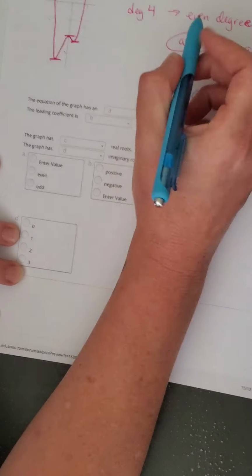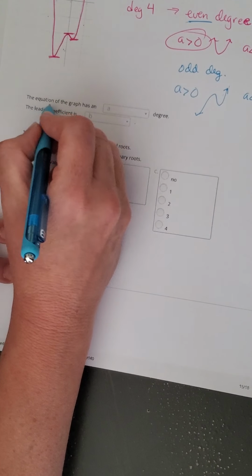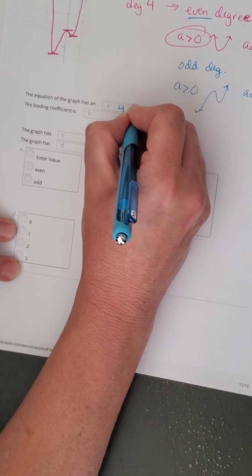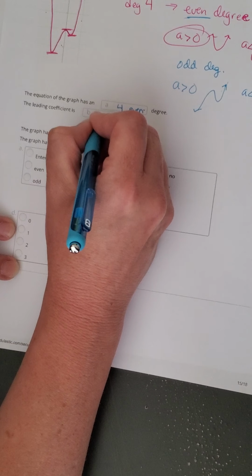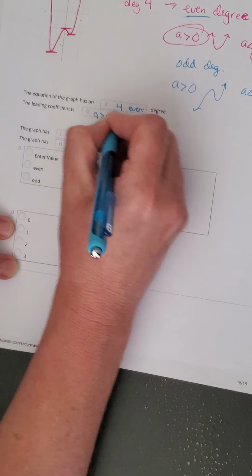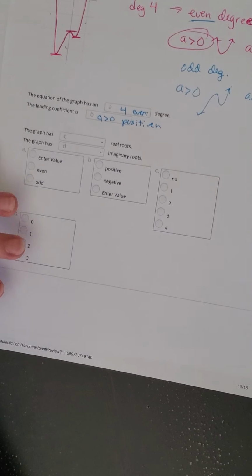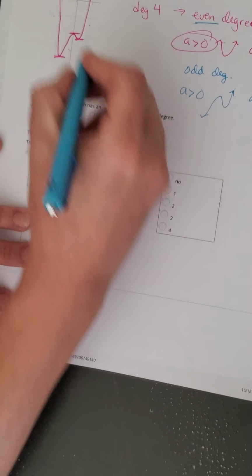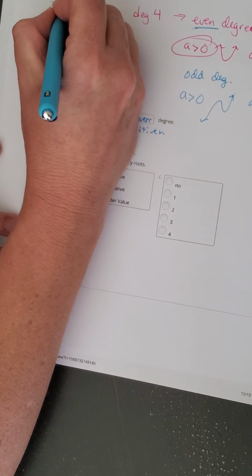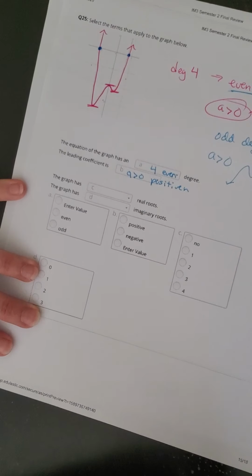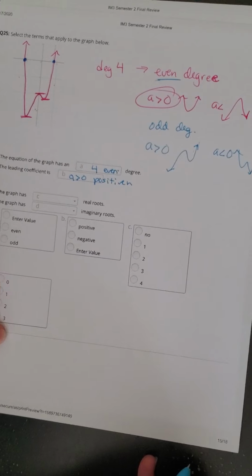So in this case, the degree was even. So it has a degree of 4 or even. And the leading coefficient was positive. A is greater than 0 or positive. Now, how many real roots does it have? The real roots are where it crosses the x-axis. So it has 2 real roots. I don't know if you can see that. 2 real roots.